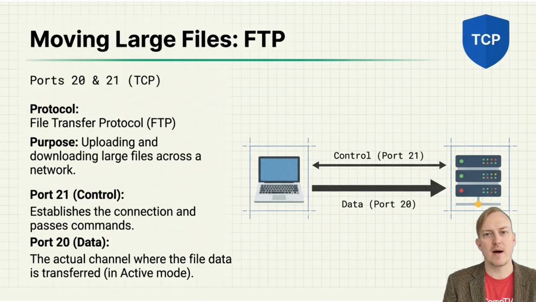To move massive files around the network, we use FTP, the File Transfer Protocol, on ports 20 and 21 using TCP. It physically splits the labor. Port 21 acts as the control channel to establish the connection and pass commands, while port 20 is the data channel where the actual file bits are transferred.